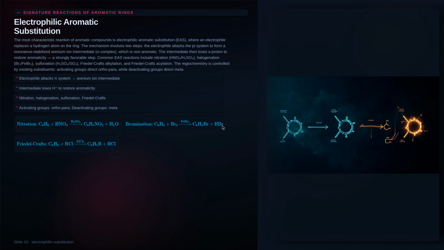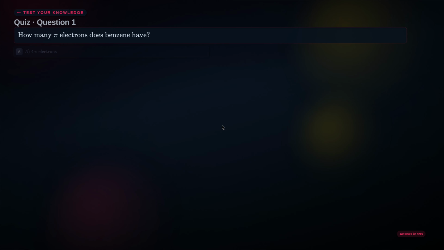Common EAS reactions include nitration with nitric and sulfuric acid, halogenation with bromine and iron bromide, sulfonation, Friedel-Crafts alkylation, and Friedel-Crafts acylation. The regiochemistry is controlled by existing substituents. Activating groups direct ortho and para, while deactivating groups direct meta.